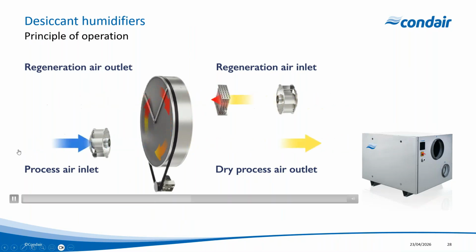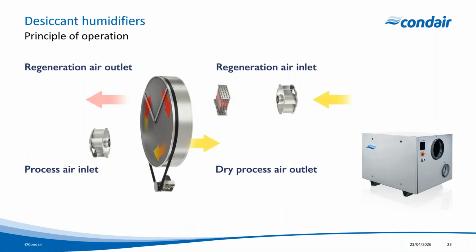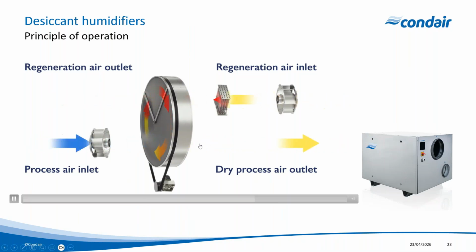So process air is taken from the space, typically, is passed over the silicon rotor, and water is captured in its gaseous form by the rotor. That then releases heat from that captured vapor into the airflow. So we get dry, warm air coming out of the unit.